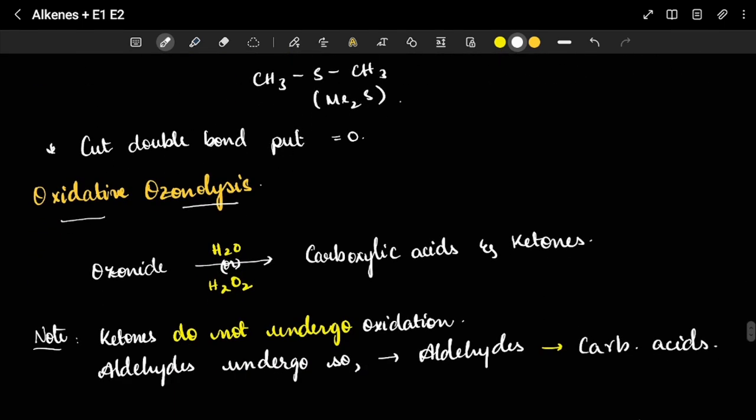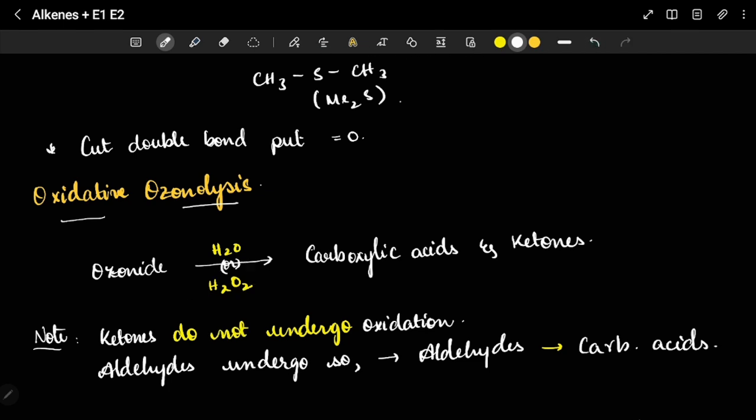Simple. Oxidative ozonolysis takes place when you react the ozonide with an oxidizing agent. Here the oxidizing agent majorly used is H2O, water, or H2O2, hydrogen peroxide.